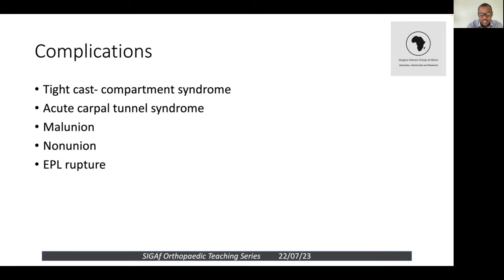We know that the fracture can malunite, hence why we want to see if the fracture is displacing in the early weeks. And non-union, which is less common in distal radius, thankfully, but you can tend to see them in elderly patients as well. I've placed the EPL rupture there as a complication.